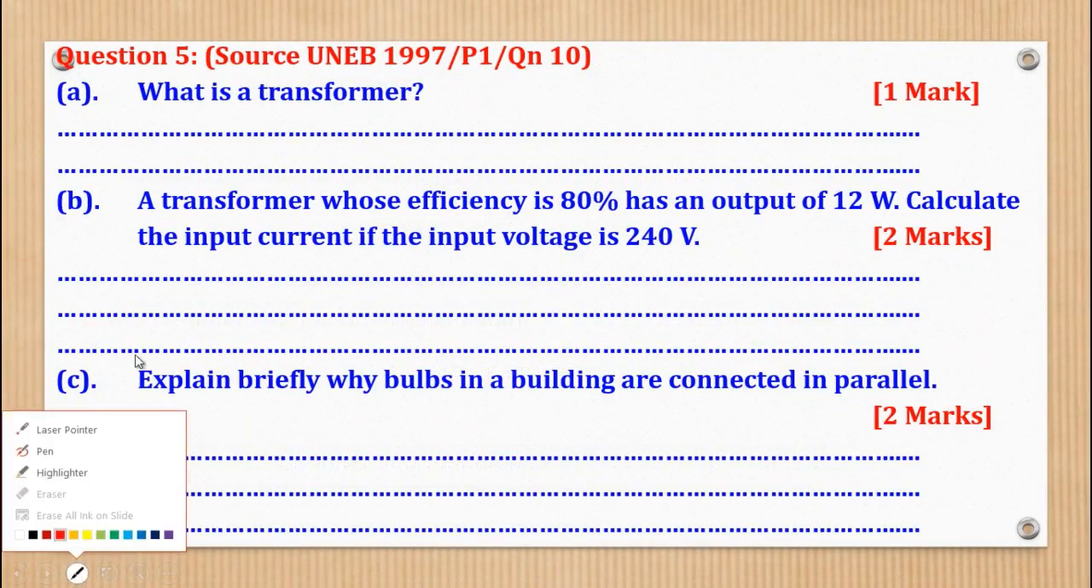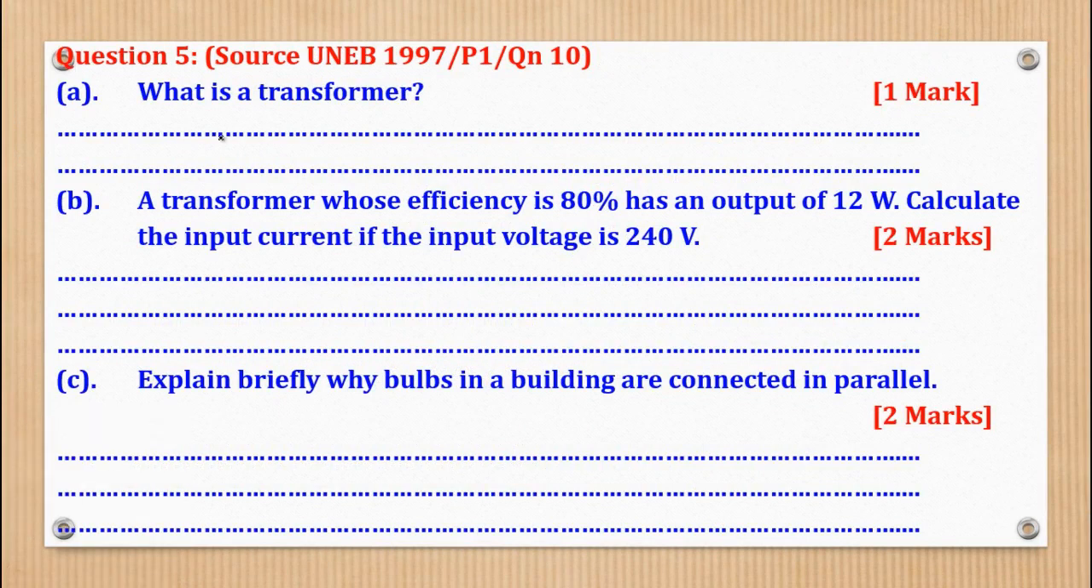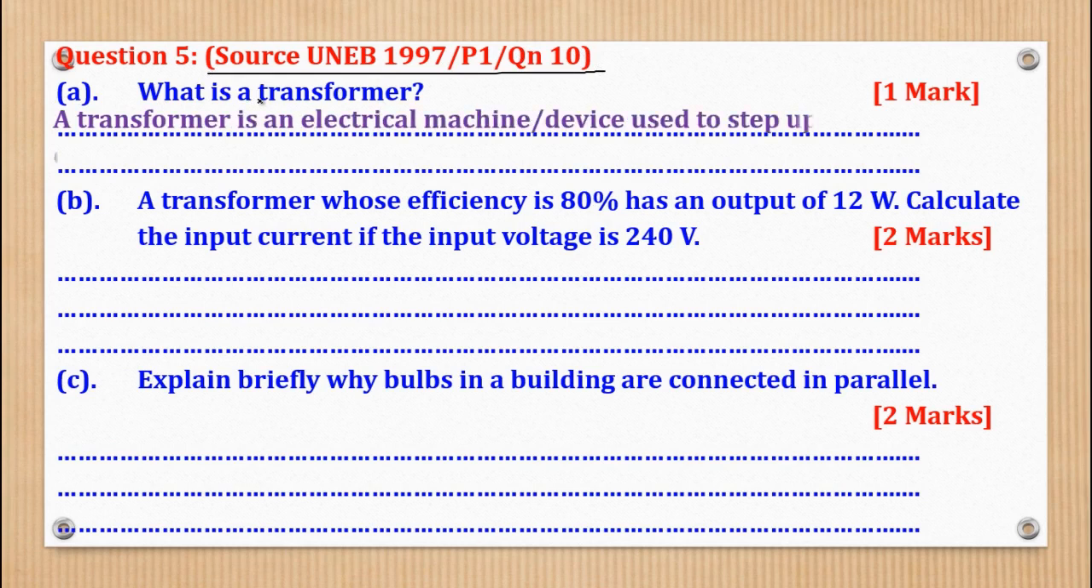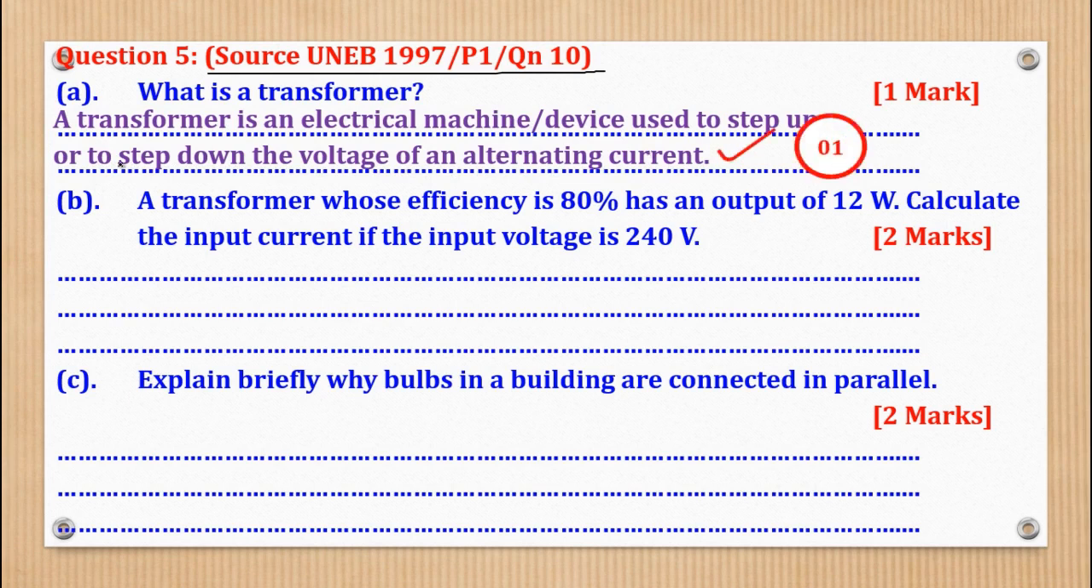Now we shall go to question 5, which was taken from UNEB 1997 paper 1, question 10. Part A says, what is a transformer? We shall say that a transformer is an electrical device or machine used to step up or step down the voltage of an alternating current. If you wrote that, that will be your safe 1 mark. Now we shall go to part B.